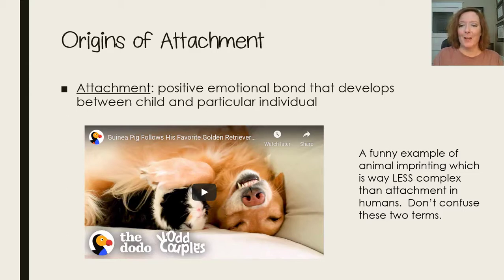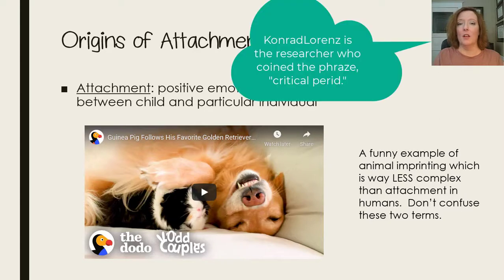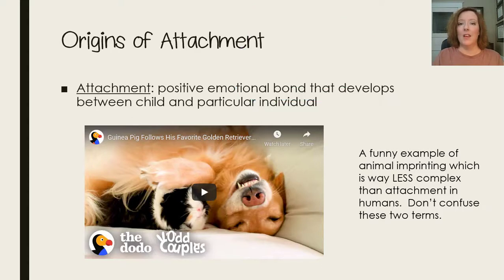We're going to see a funny example of an animal imprinting, and it's way less complex than attachment in humans. Don't confuse the two terms. Imprinting is not something that happens in humans, no matter what the movies will tell you. I'm looking at you, Twilight. Imprinting only happens in animals, and it happens during what's considered a critical period. This is a period where the animal, when they see someone or something, another animal, imprints on them and forms this instant, very strong bond. So we'll watch this example of imprinting.